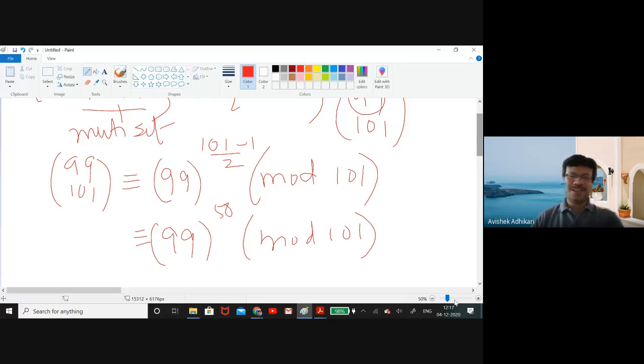So it would be difficult. Whatever I have taught you till now is not very easy to use for calculating this. It's straightforward, you need to find this value, but in modulo 101, not in 100. If it were modulo 100, it would be easier for you to calculate, but it's in 101.